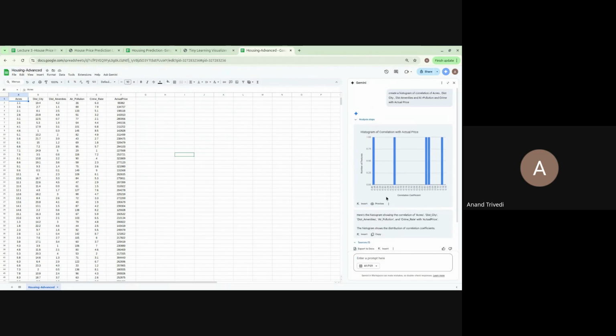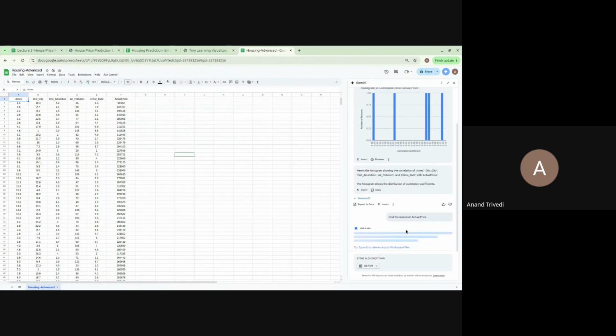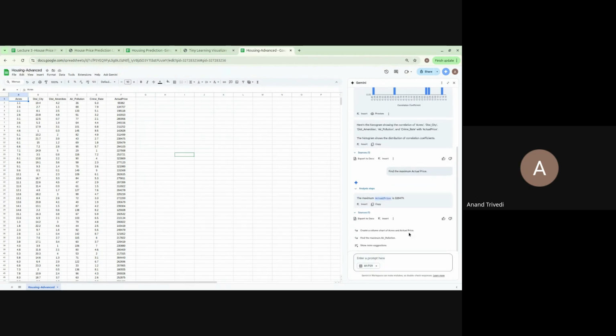This is a faulty one. The correlation is there, but for every feature I should get the relationship with actual price. Basically, a histogram is a chart wherein we can see the relationship with actual price: if it is closely related, if it is inversely related, what is the relation? That is only a direct relation.